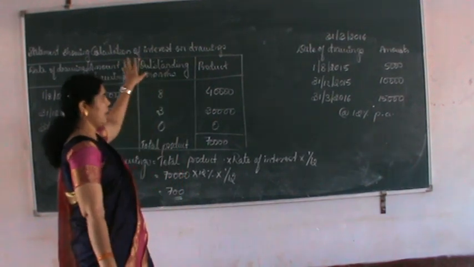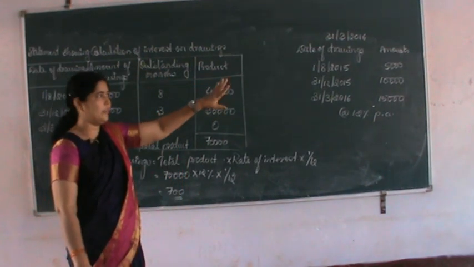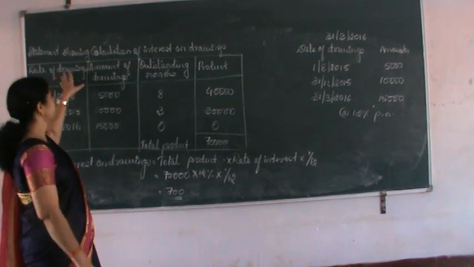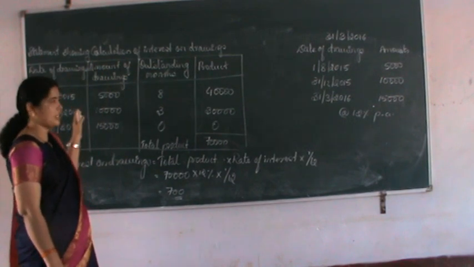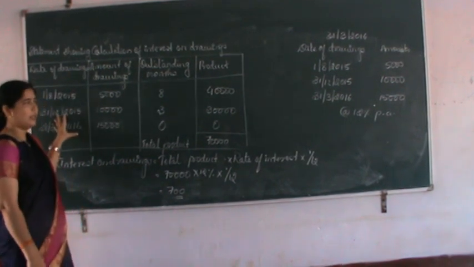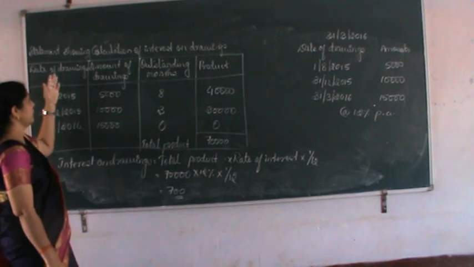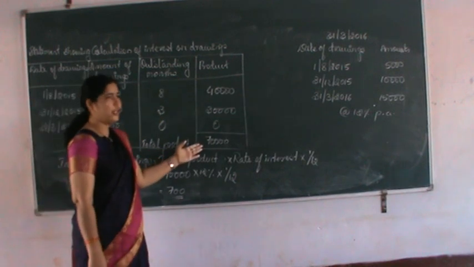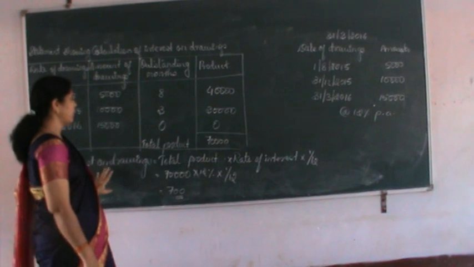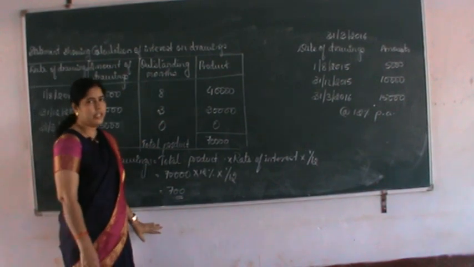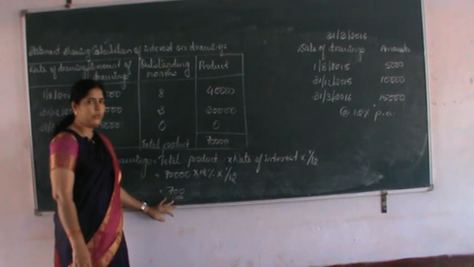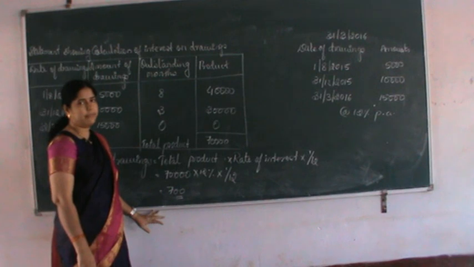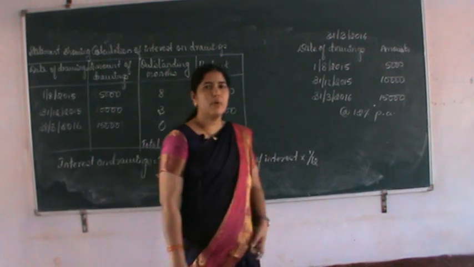So first we have to study the problem in detail. We have to analyze the problem. After that we have to have a table, that is the statement showing the calculation of interest on drawings. This is the table which we will be drawing: date of drawing, amount of drawings, outstanding months, product. After all the calculation we will get the total product, and after calculating the total product we can calculate the interest on drawings. So with this we have come to know that the interest on Yashasvi's drawings is rupees 700. Okay, we will take up one more problem.